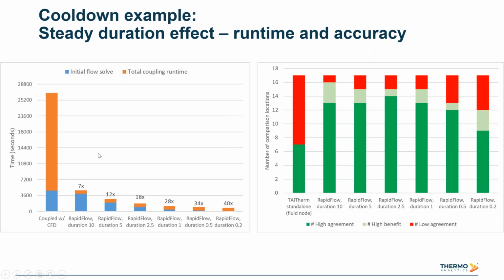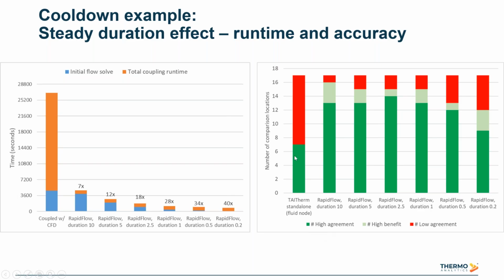So the chart here on the left is showing performance, and each bar here represents a different simulation configuration that's split into the time taken for that initial flow solution in blue, and then the total amount of time for the thermal and fluid solvers to run the transient coupling in orange. And the first bar here is our coupled with CFD case, and then 6 different variants of RapidFlow using shorter and shorter durations. And the numbers here show how much faster each one of those is relative to the CFD benchmark. The y-axis here is in seconds, but the ticks are at 1 hour between. And then the bar chart here on the right is trying to show how the accuracy for those cases also changes.